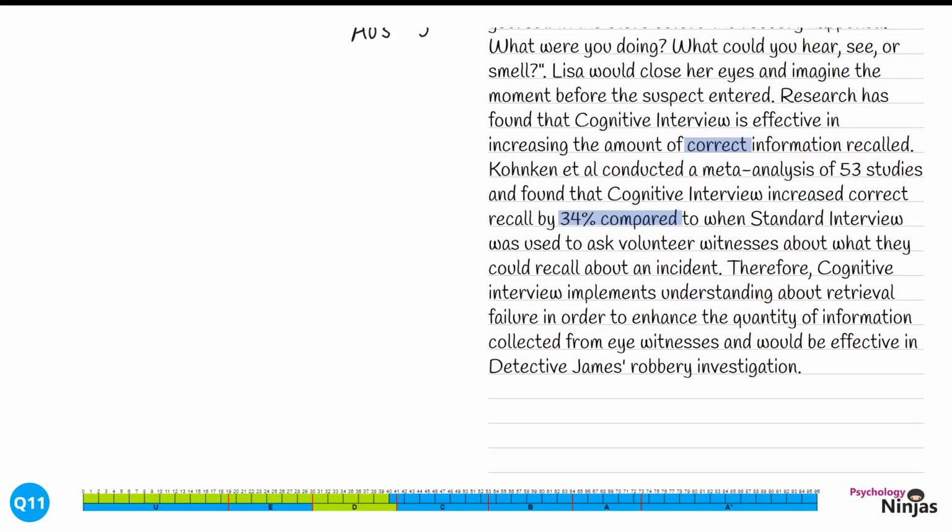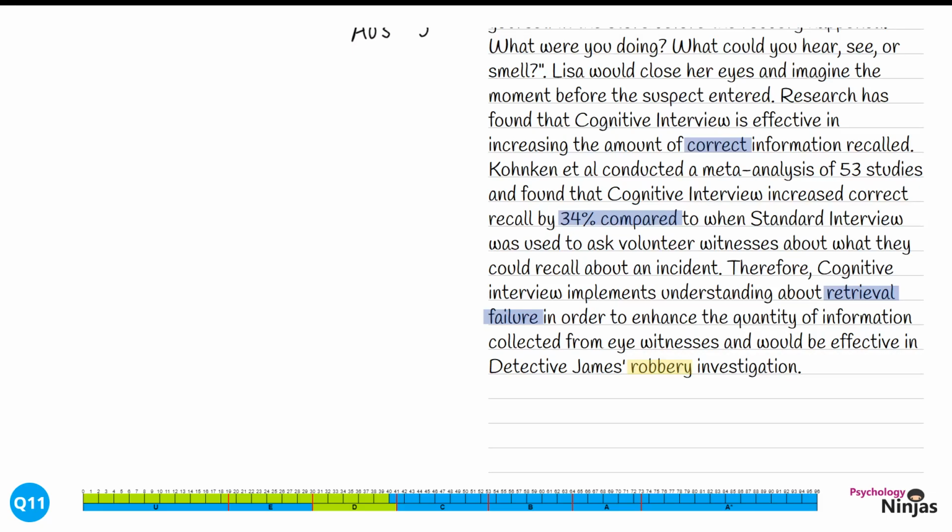Therefore, cognitive interview implements understanding about retrieval failure in order to enhance the quantity of information collected from eyewitnesses and would be effective in Detective James's robbery investigation. We've shown our broader psychological knowledge here by linking this into theories of forgetting in terms of retrieval failure. We've also made sure that we've linked this back to the STEM by talking about how this would be important and useful for Detective James to use in their particular investigation.